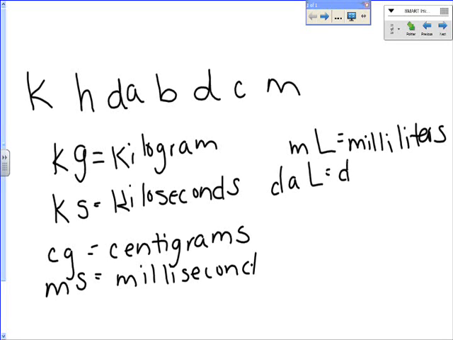DAL would be decaliters. And you will see deca spelled D-E-C-A or D-E-K-A. They'll use it different ways. So now let's go ahead and do our practice problem number 1.